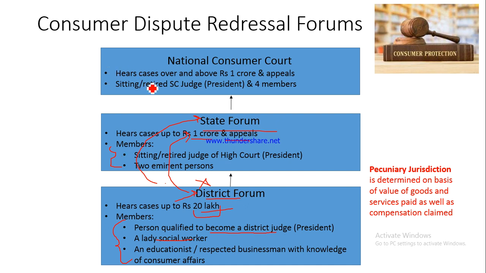In case the amount in contention is more than rupees 1 crore, you can straight away go to the National Consumer Court. The other option is when you are not happy with the judgment given by the district forum, or by the state forum; then also you can appeal against those judgments. If you are not happy with the judgment of the state forum, you go to the National Consumer Court. But if you are not happy with the district forum, you can appeal against this ruling in the state forum. Again, if you are not satisfied with the ruling here, then you can go to the National Consumer Court.